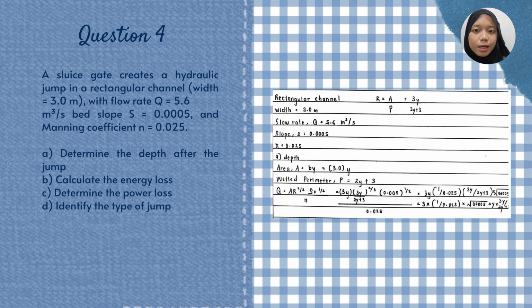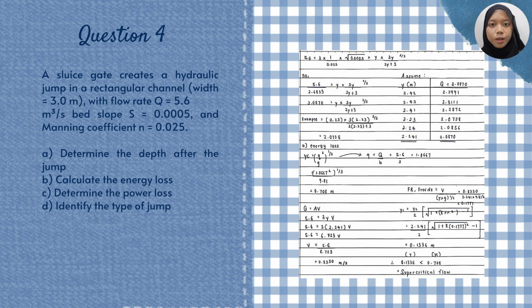Finally, to identify the type of hydraulic jump, we look at the Froude number. If the Froude number is high, the jump will be strong, and if it's low, the jump will be weak. So basically, we use Manning's equation to find the depth, then find the energy and power loss, and finally determine what type of jump it is.